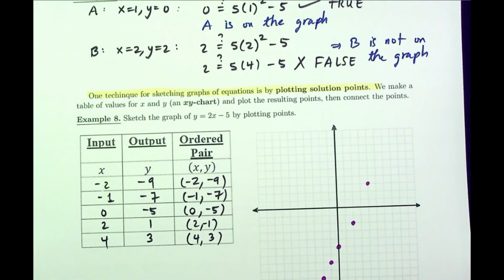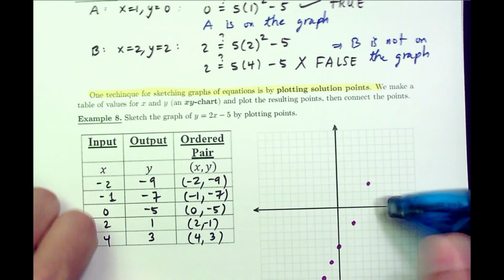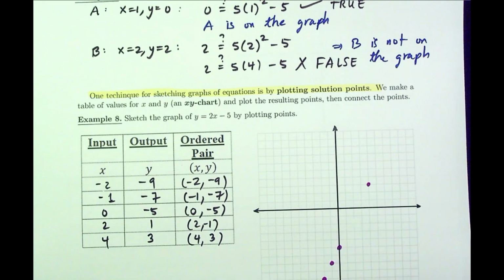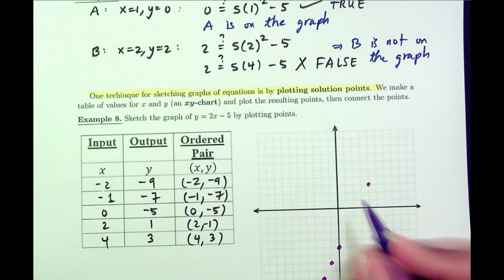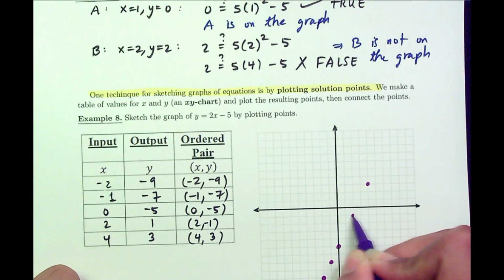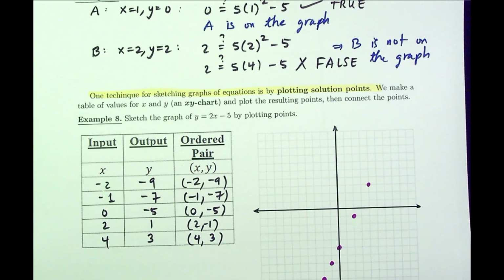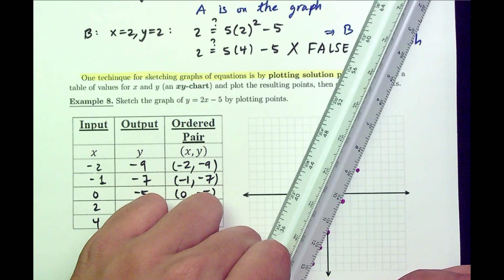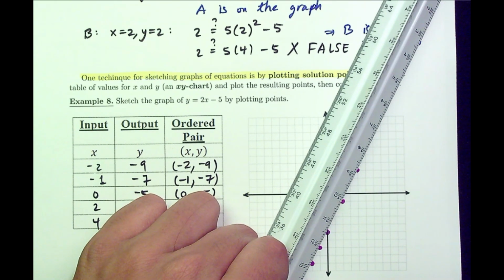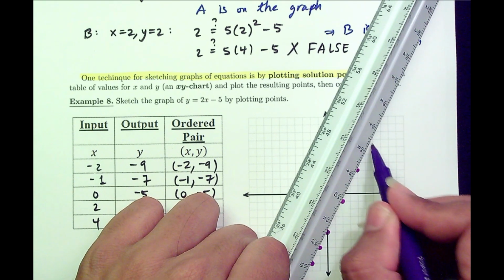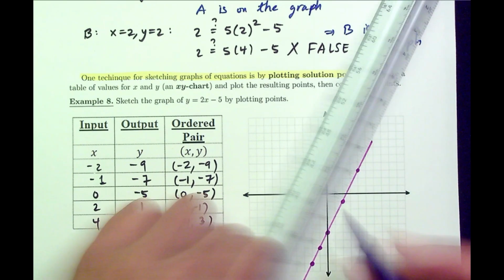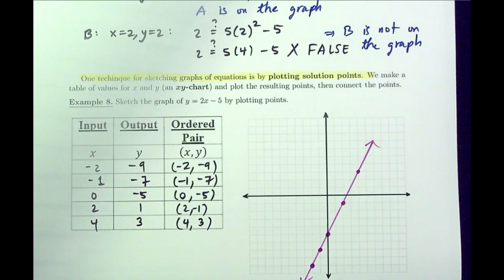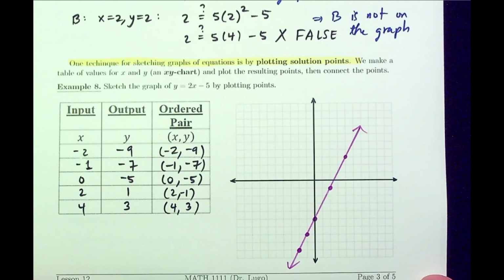So wait a minute, 2, -1. Oops, this point I drew incorrectly. You see, this one should be 2, -1. That's right there. Okay, now it's good. So we connect them. And that's our line.